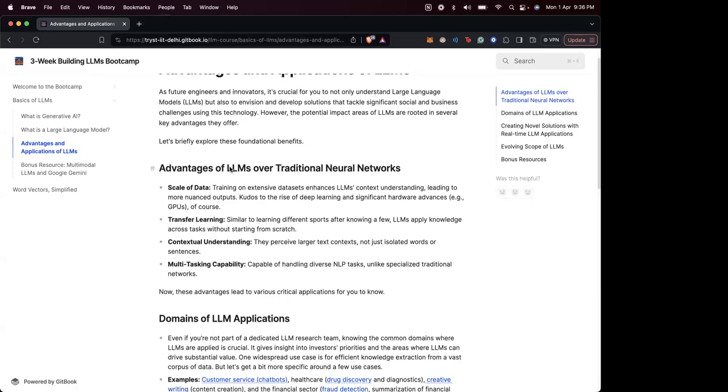Contextual understanding, we covered this, using the attention is all you need. With the attention and transformer architecture, it can perceive larger text context, not just isolated words, which allows it to create much more nuanced outputs. And multitasking ability: it is capable of handling diverse NLP tasks, unlike specialized traditional networks. Natural language processing tasks, it can do lots of different things.